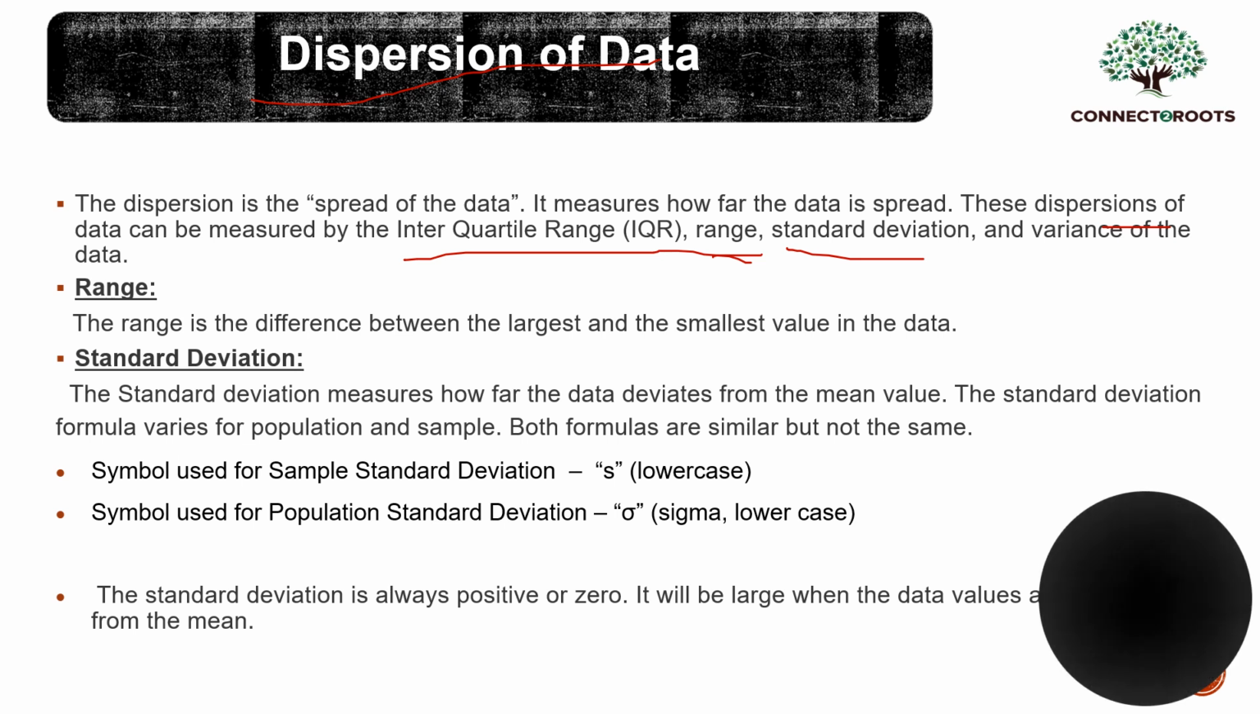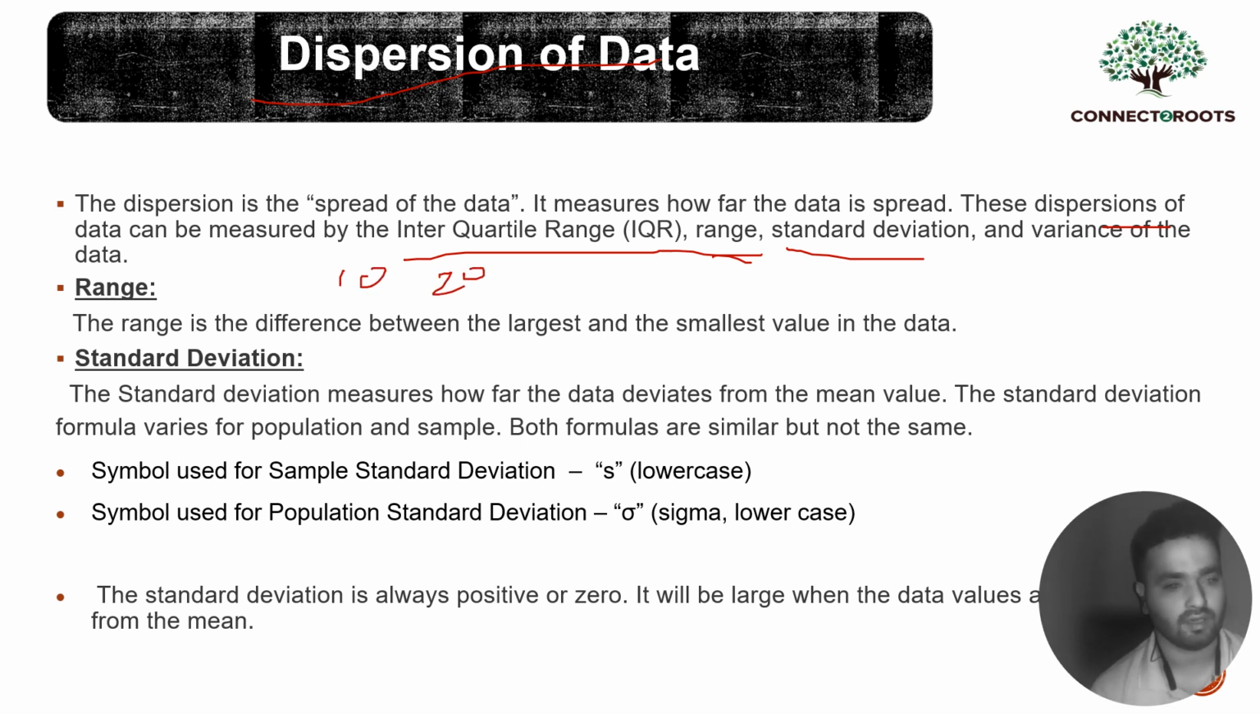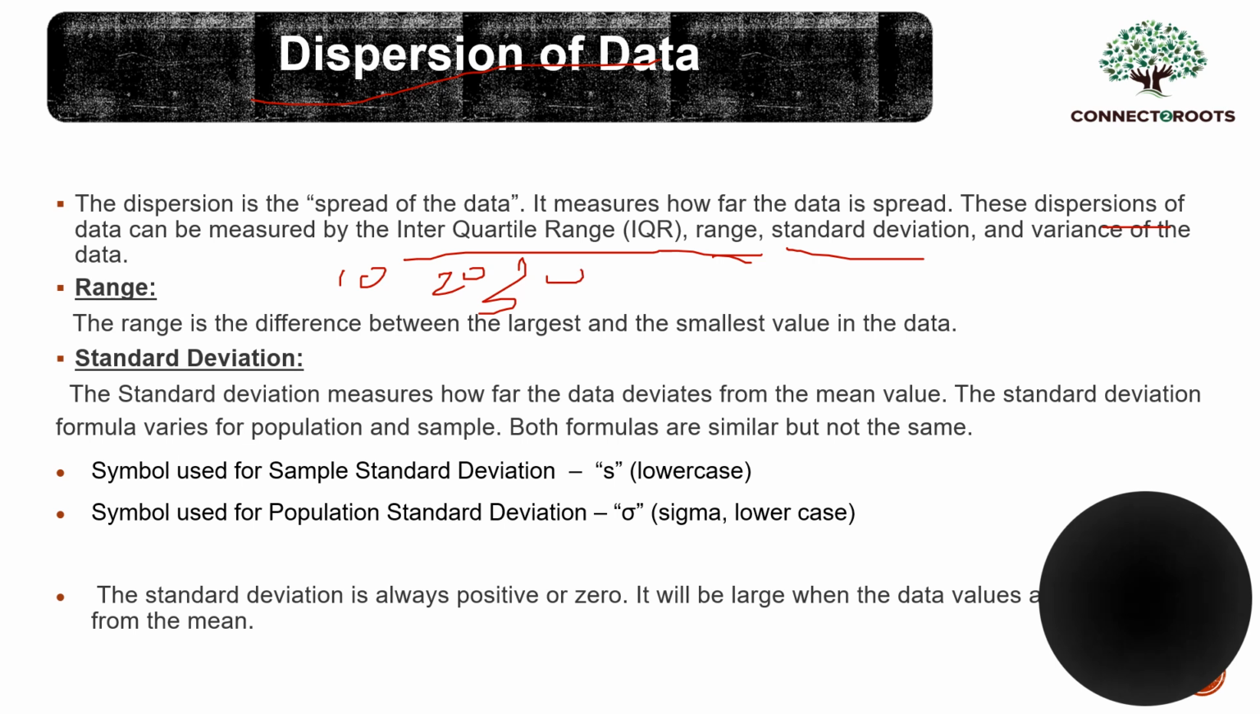What is the range? Basically, range is the difference between the largest and the smallest value of the data. If you have 10, 20, and 30, the range will be 30 minus 10, which is 20.